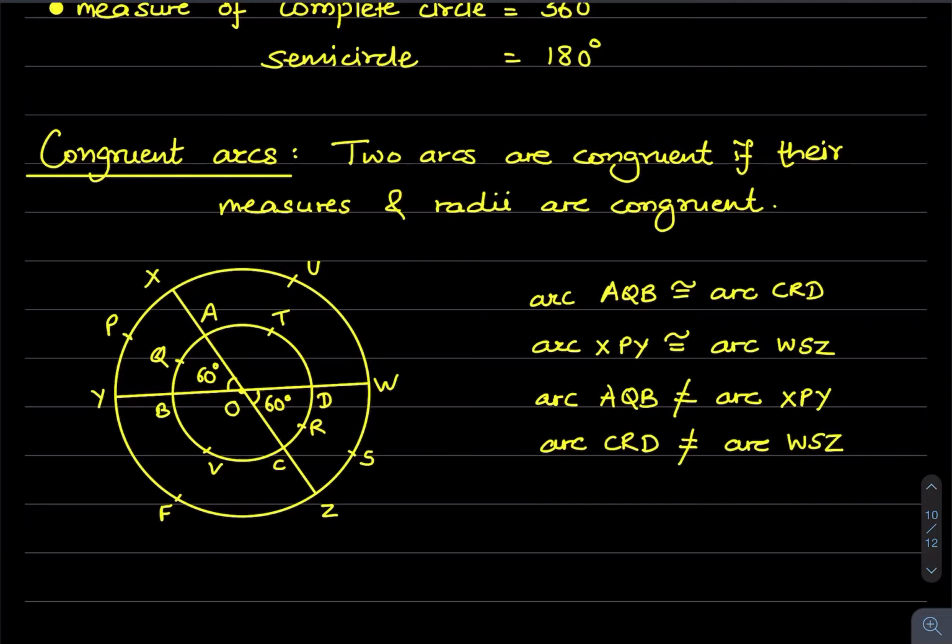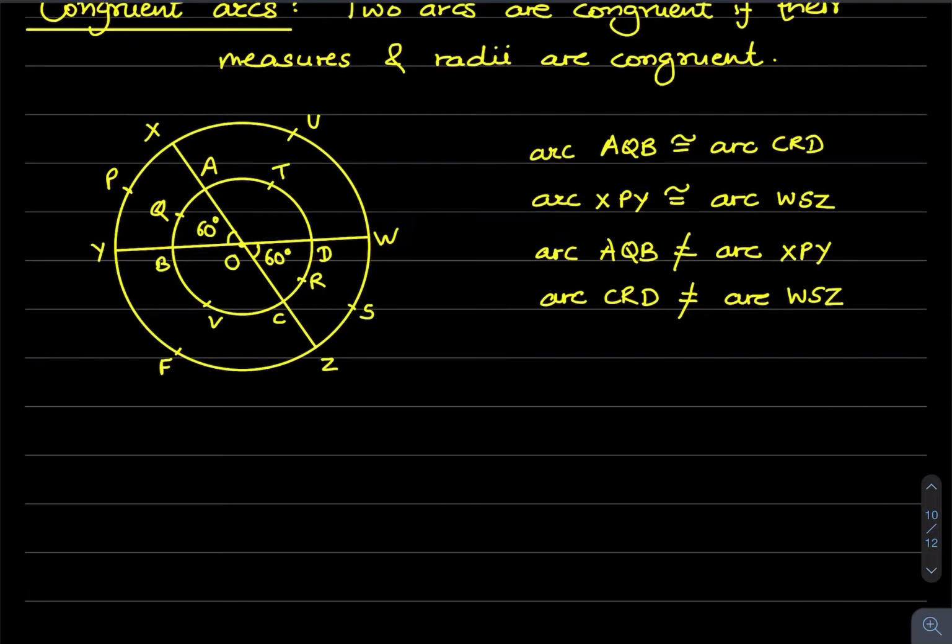Arc AQB is not equal to arc XPY. See here in the diagram, arc AQB is not congruent to arc XPY because they are in different circles with different radii. So this one is the radius of the smaller circle and this is the radius of the bigger circle. So these two arcs are not congruent. Similarly here, this arc and this arc are also not congruent.